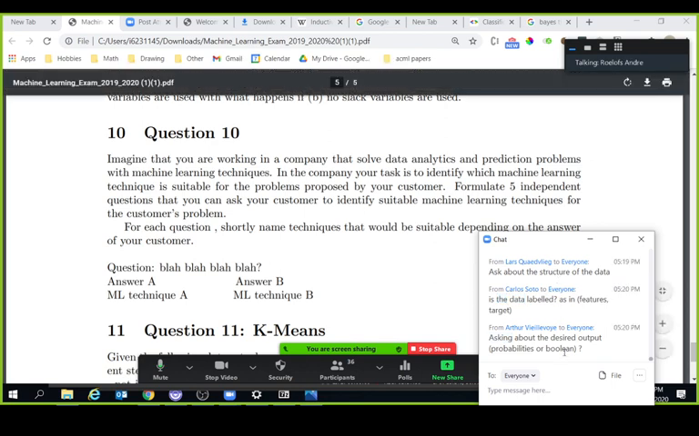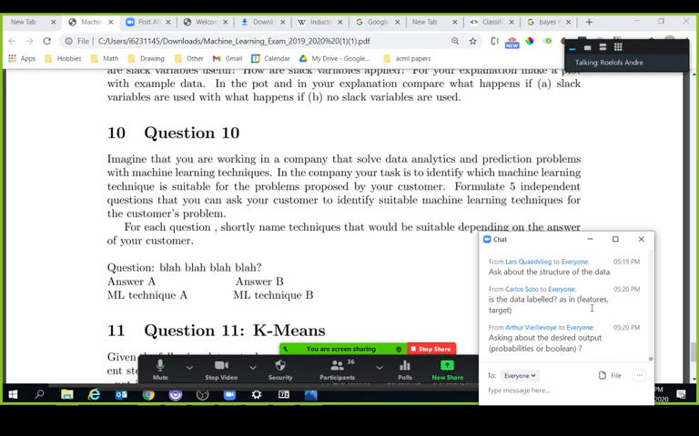But the next one, asking about your desired output, probabilities or Boolean. So what are you trying to find? Are you trying to find the probability that the person has cancer, so this person has a 90% probability? Or are you trying to find out whether the person has cancer or not? Do you want to give some probability, maybe this person has a 4% chance of having cancer against the other person?